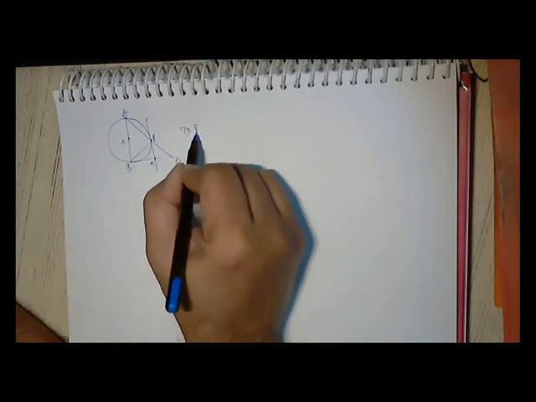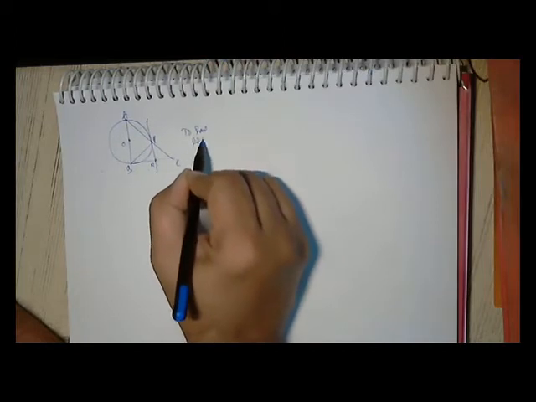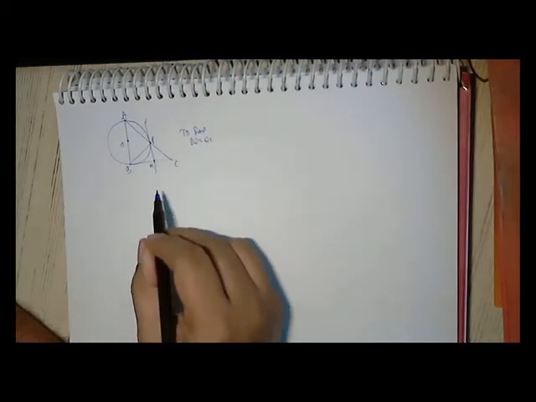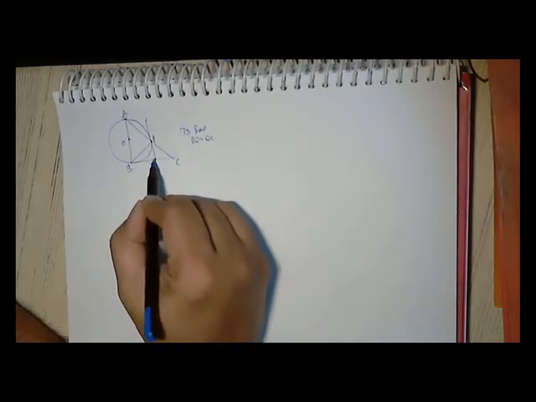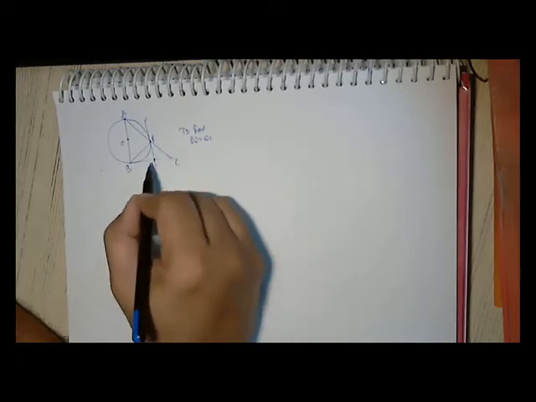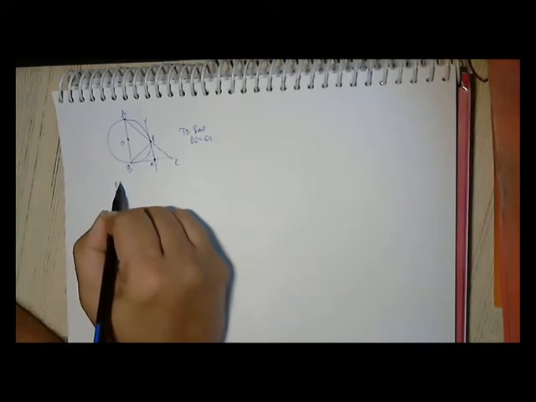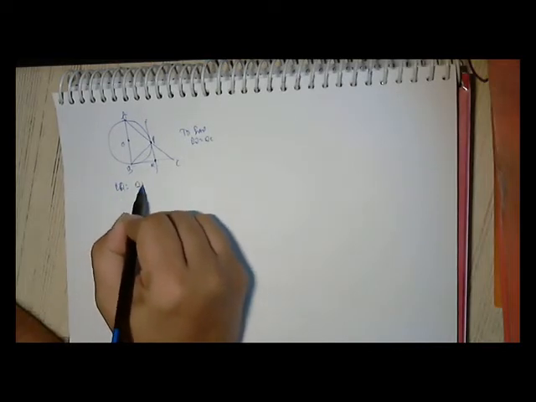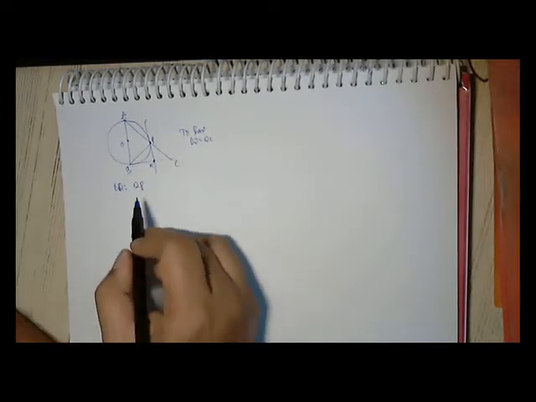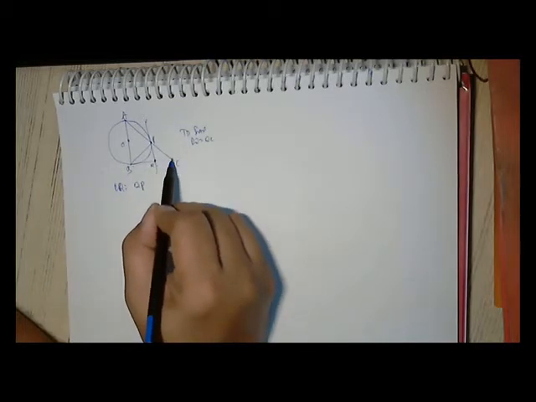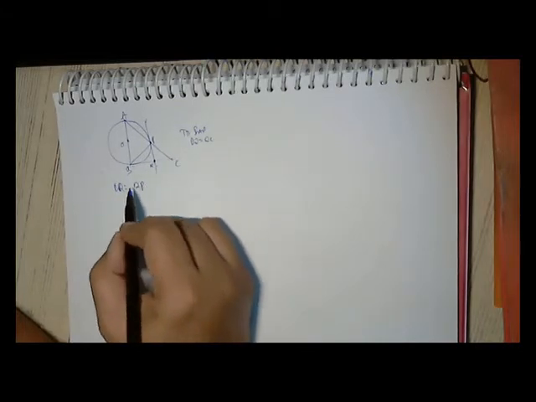To prove BQ is equal to QC. But we know this is an external point. So BQ is equal to QP. Being an external point, these two are tangents. So we know BQ is equal to QP. Now we have to prove QP is equal to QC. Let us see how to prove it.